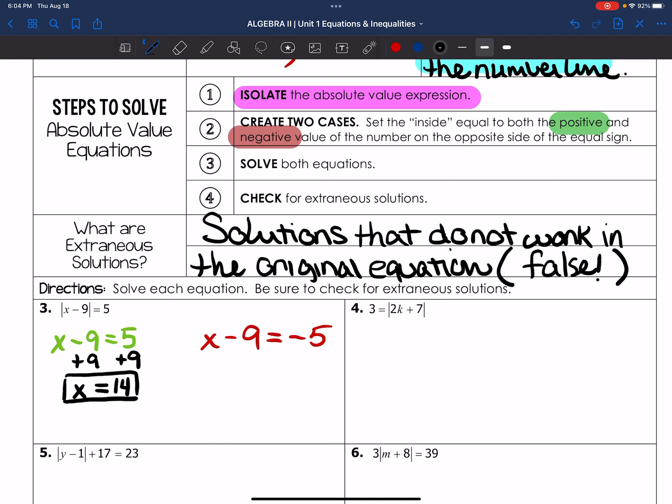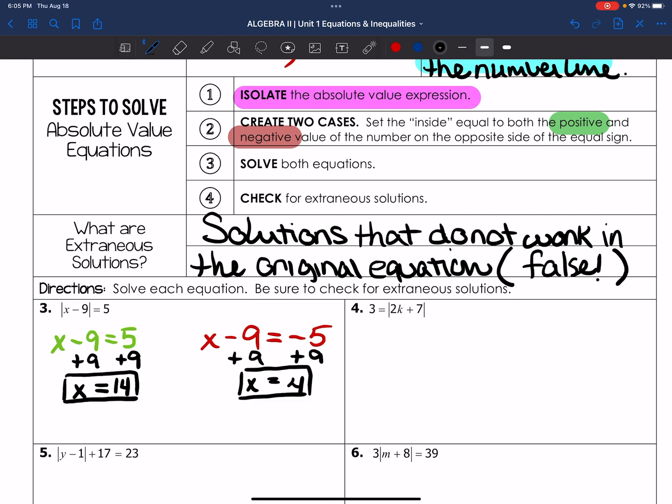And similarly, we would add 9 on both sides. The 0 pair there on the left, so we have x equals a negative 5 plus a 9, which is a 4. Those are my solutions. Now let's check and make sure that they work.